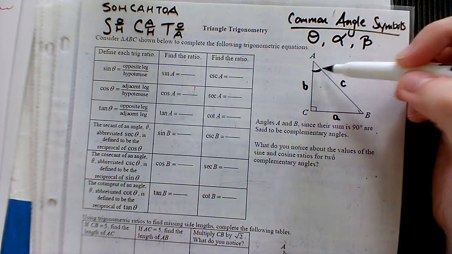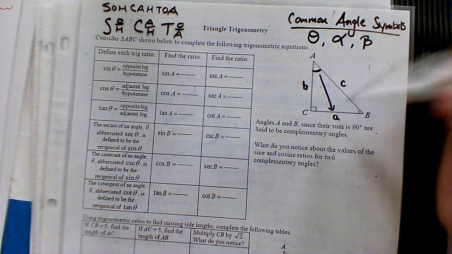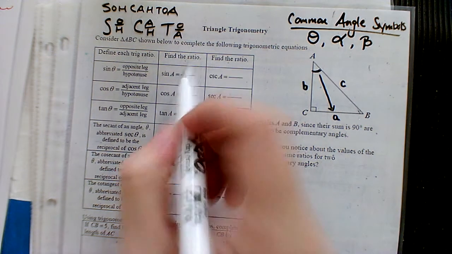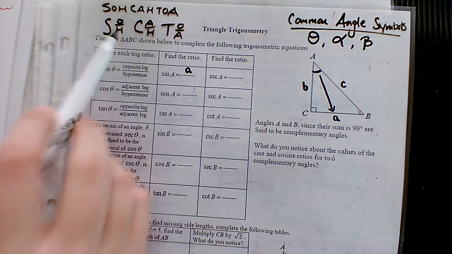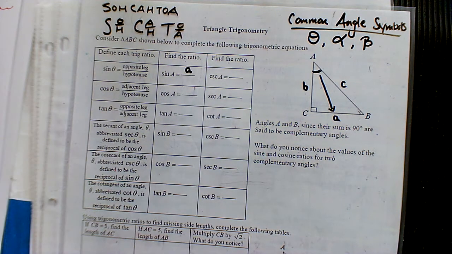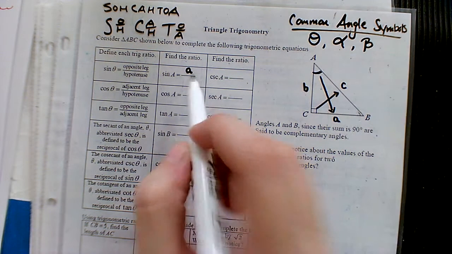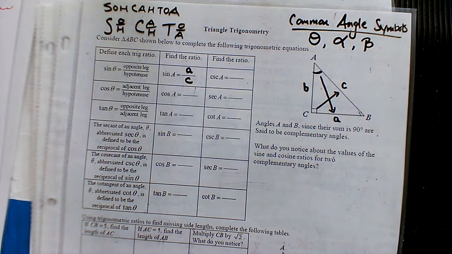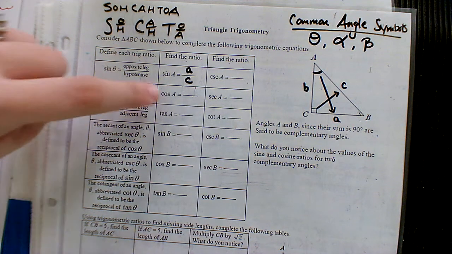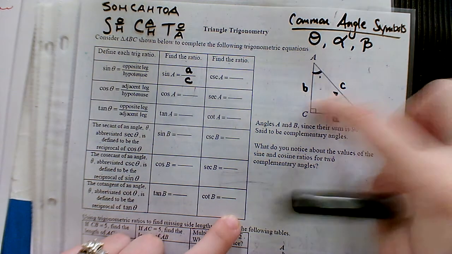There you go. So if we're standing at this angle, the side opposite it is little a, so that's the O for opposite. And then the hypotenuse is always opposite that 90-degree angle, which would be C. So the ratio for the sine of angle A, because that's where we're standing, would be A over C.